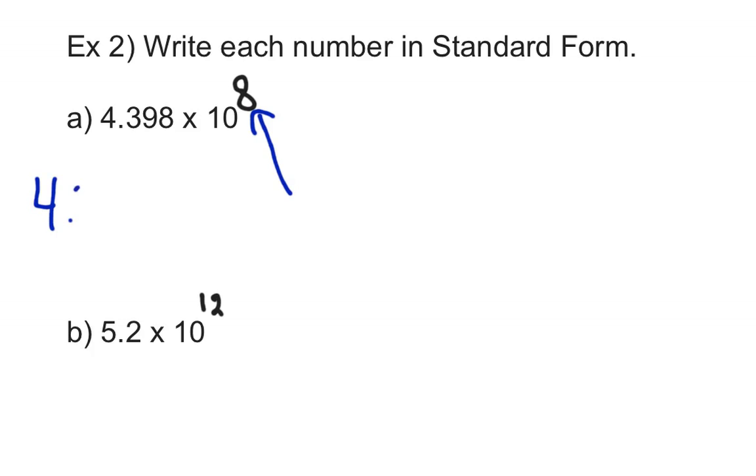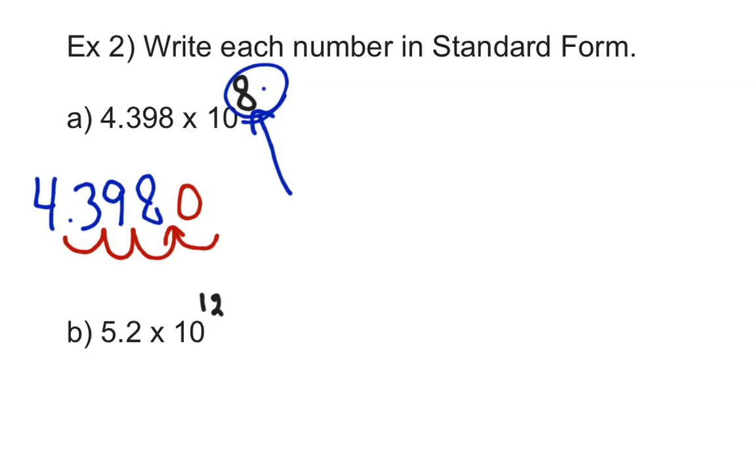So if I take this 4.398, since the exponent's an 8 here, that says move the decimal point back 8 places. So I'm going to move it back. 1, 2, 3. And now when I keep going, when I go 4, I have to add a 0. 5, add a 0. 6, add a 0. 7, 8. Okay? And that's all it is.